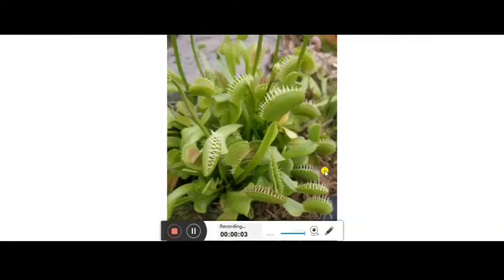Now children, another topic in your chapter is insectivorous plants. So insectivorous plants are those plants which eat insects, and they are also known as carnivorous plants.